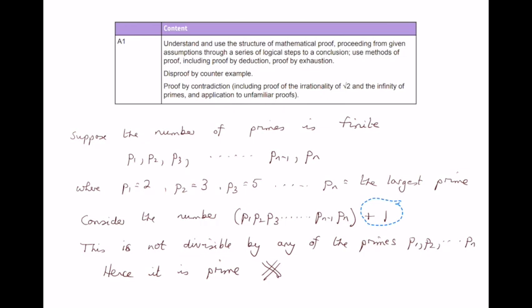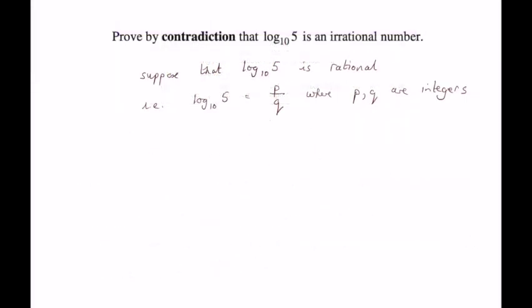But that contradicts the fact that Pn was the largest known prime. So it's a contradiction, so the initial assumption must have been wrong. In other words, the number of primes is infinite.